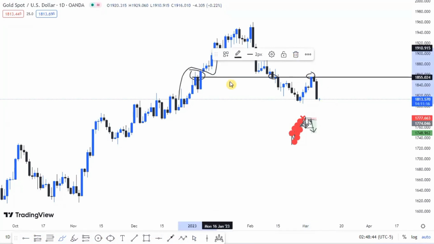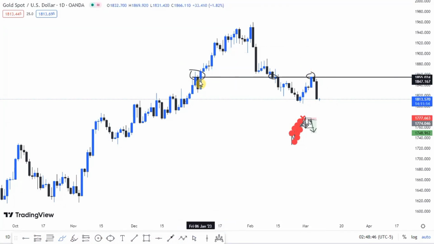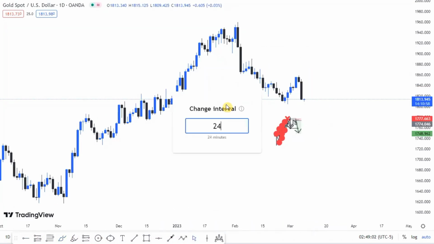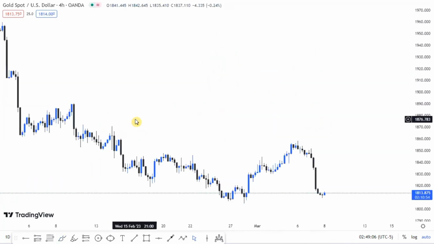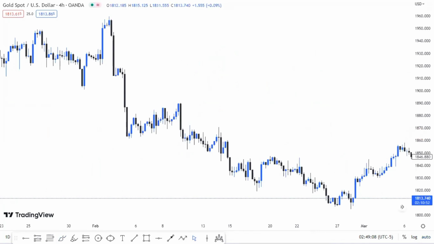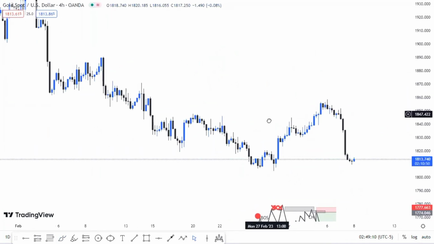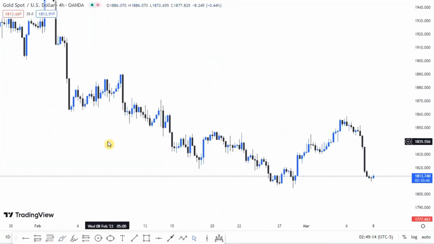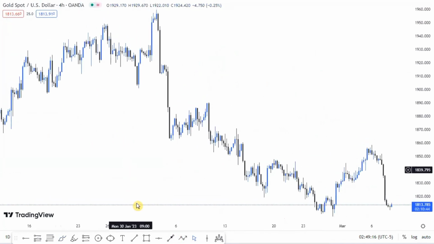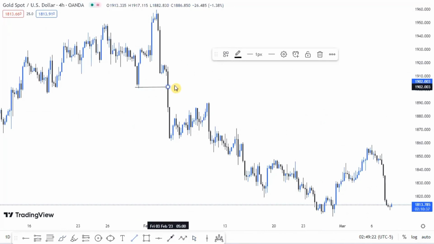Since it's a significant area, this is a trade which I have taken live. If you watch the video patiently, you're going to see it happening live. So now, going down to the 4 hour time frame, we're just going to mark our structures. We're going to mark the structure of the market first.